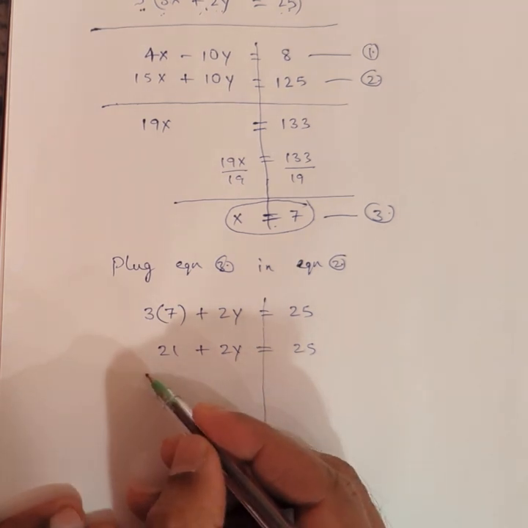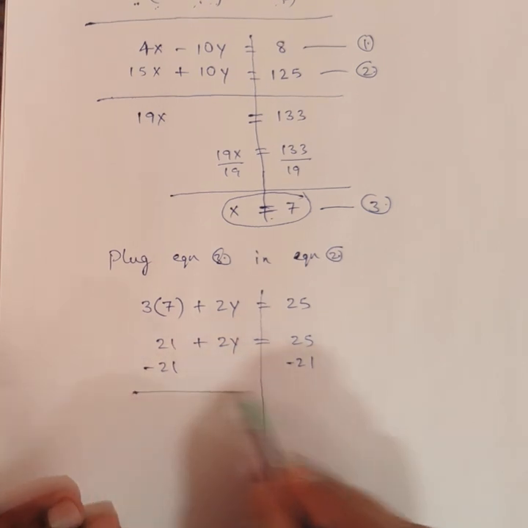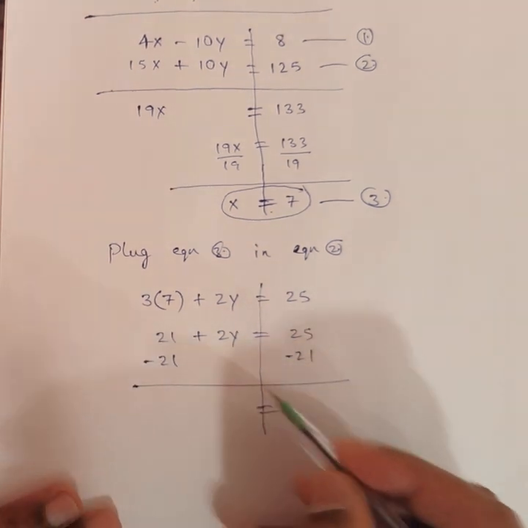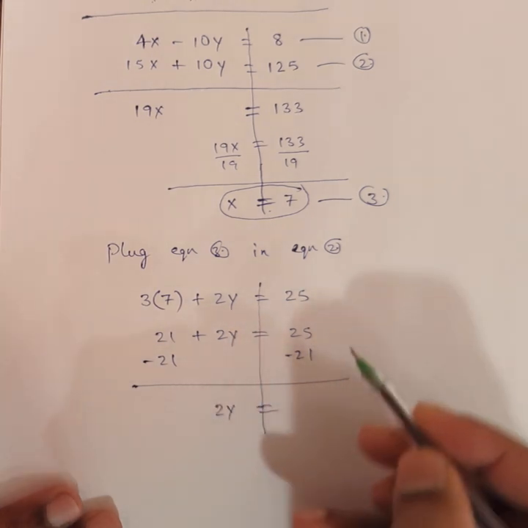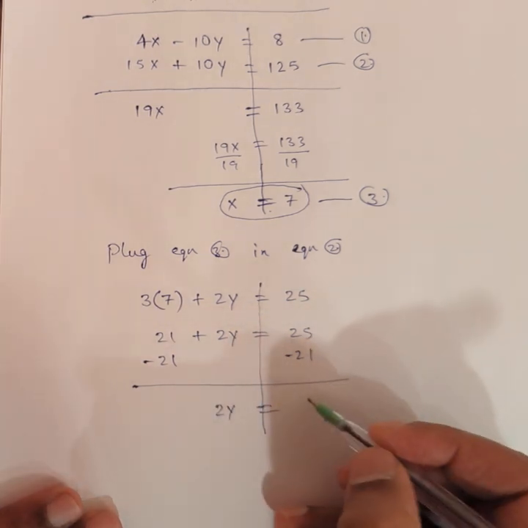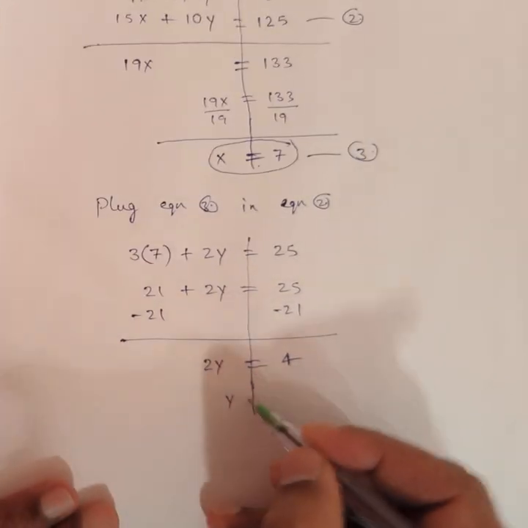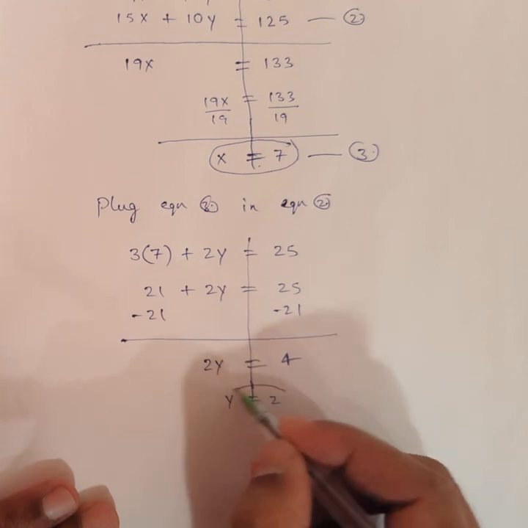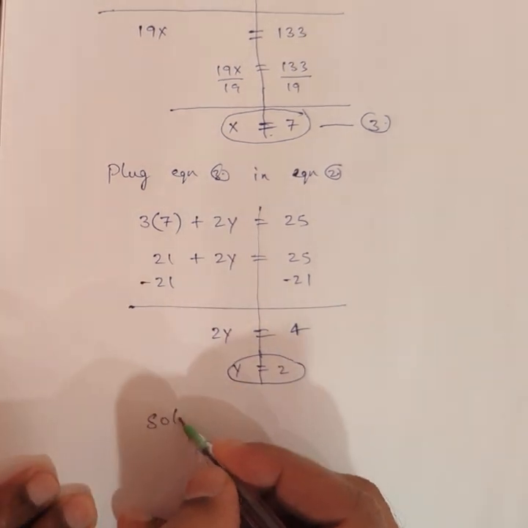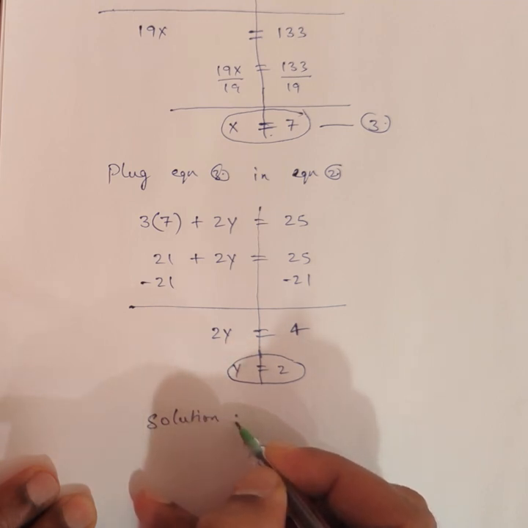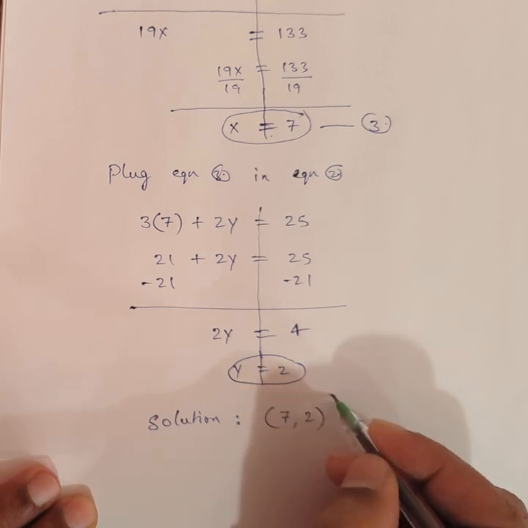It's a two-step equation. At first you subtract 21 from both sides. Then 21 minus 21 cancel each other out. You got 2y equal to 25 minus 21 is just 4. And then you divide both sides by 2. You get y equal to 2. So that's your solution. So your solution is x equal to 7 and y is equal to 2.